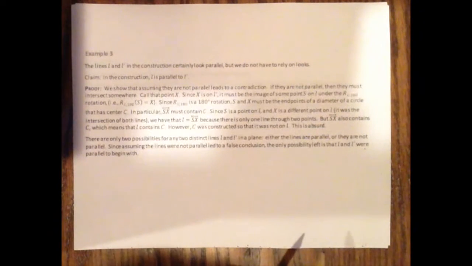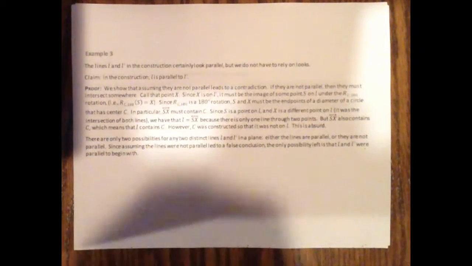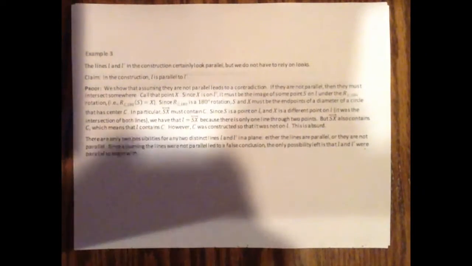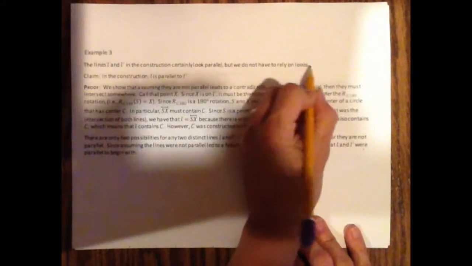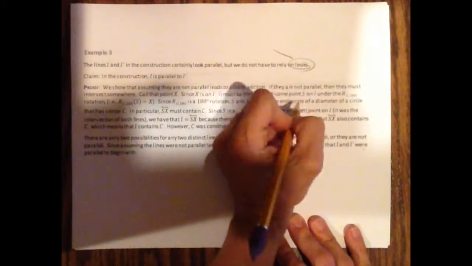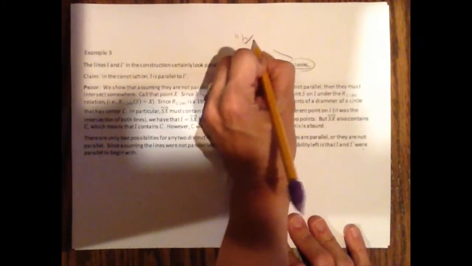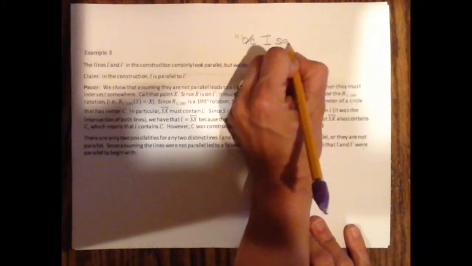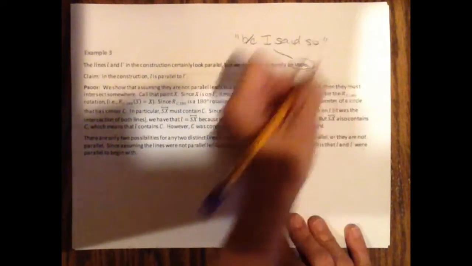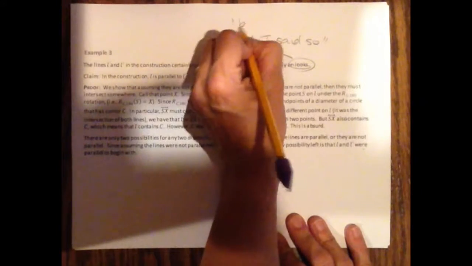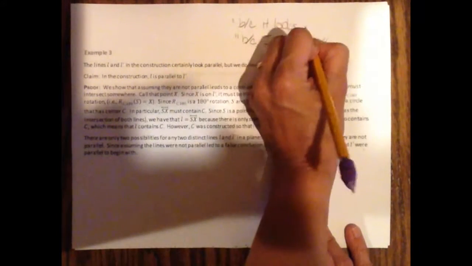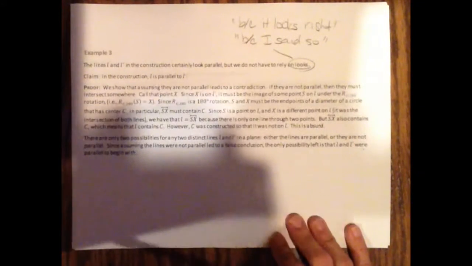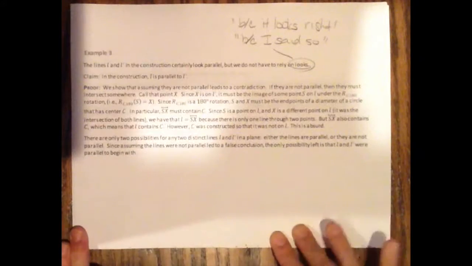All right, so the lines L and L prime in the construction certainly look parallel, but we do not have to rely only on looks. As I've taught proofs in the past, "because I said so" is never a reason, "because it looks right" is never a reason. We need mathematical reasons for everything.